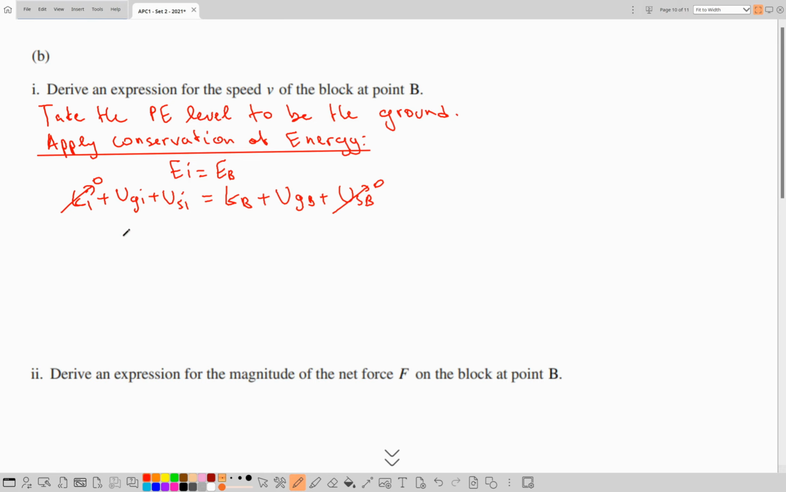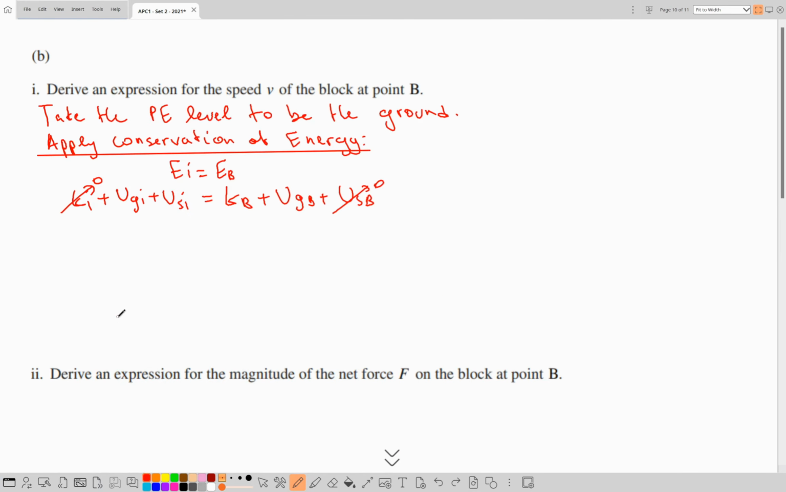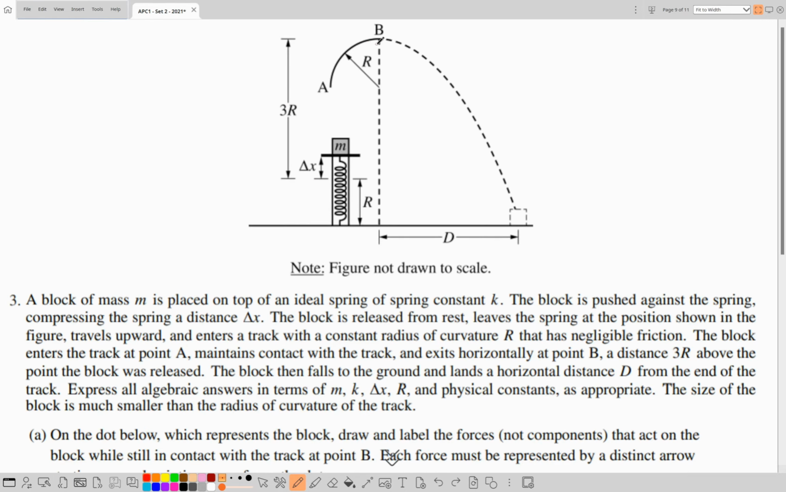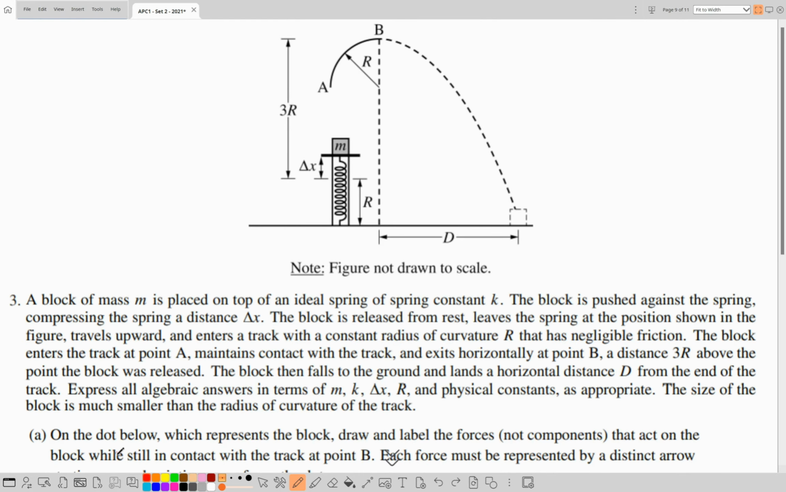Now, what is the gravitational potential energy initially? So I suppose that the block is here. Then it would be at a distance r from the PE level, so that would be mgr. And the potential energy of the spring is given by half k x squared, so that would be delta x to the power of 2. That would be equal to the kinetic energy at the point B, which is half mv squared. Now they have named the speed to be v and not vB, so I will use the same notation, plus mg, and the distance from here to the PE level, that would be 4r.